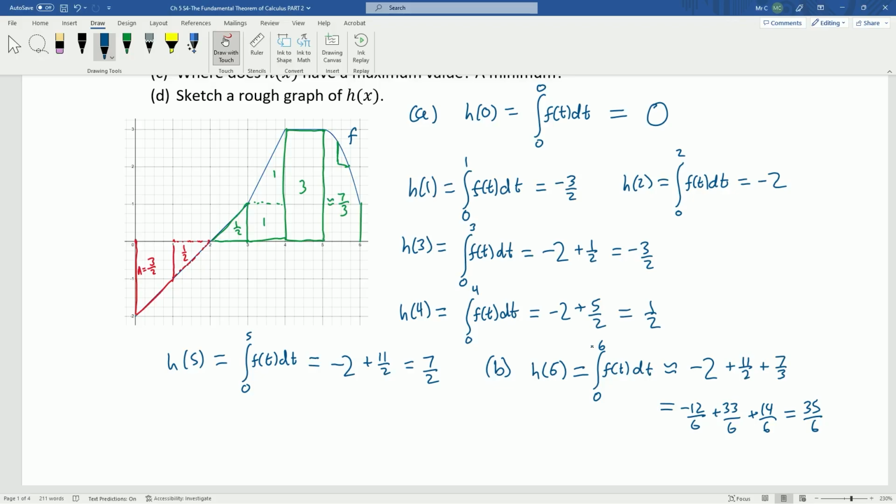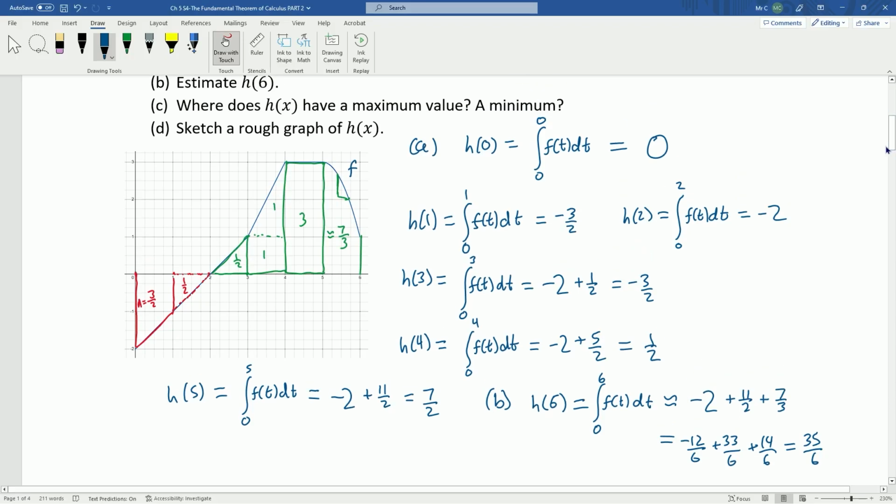Okay, so now we've got our values for h at these different points. So we're going to go ahead and take a look at where does h of x have a maximum value and where does it have a minimum value.